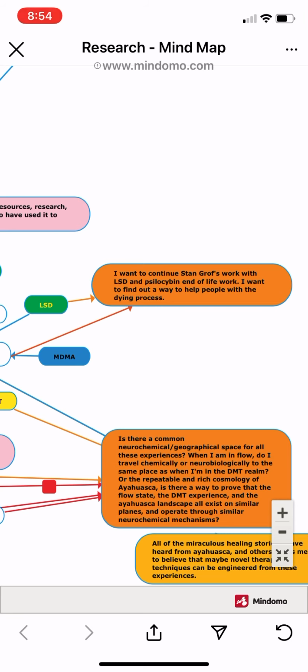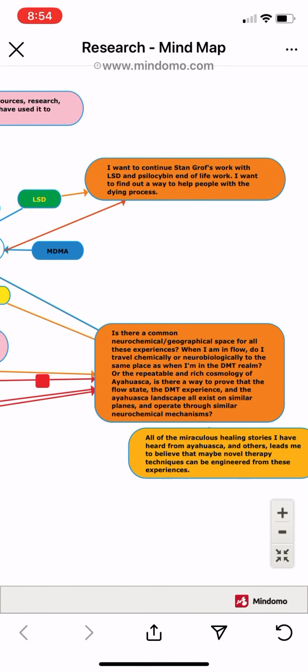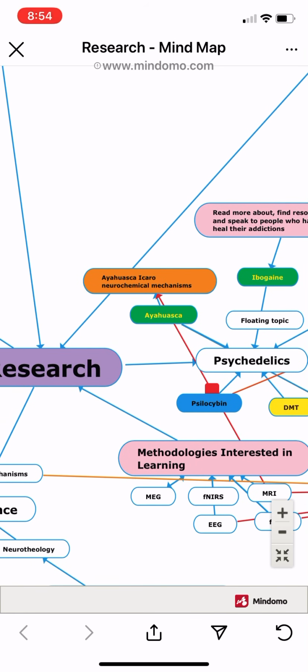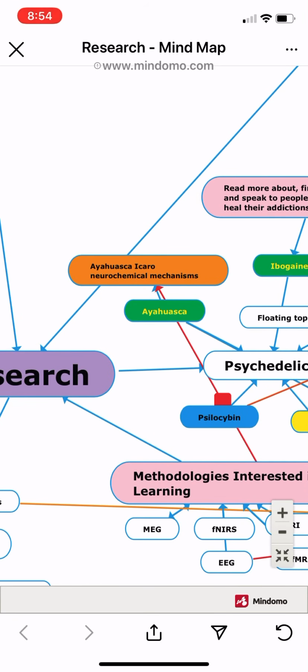I want to understand the neurochemical mechanisms behind the ayahuasca songs. So when someone takes ayahuasca, the shamans sing songs, and they have specific songs that do specific things. It's essentially their medical tools. And I want to know what's going on. How is that working? How can we reverse engineer that to create novel therapies?